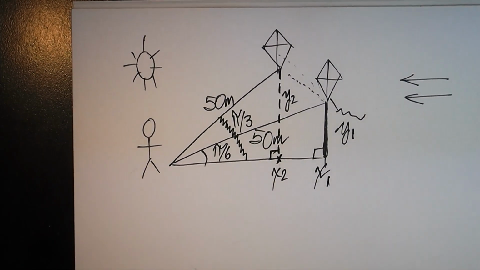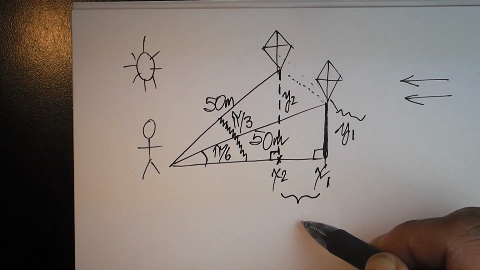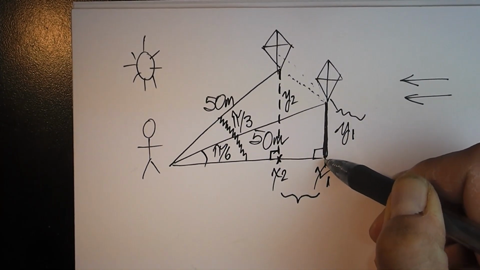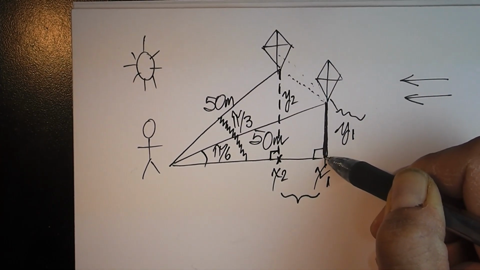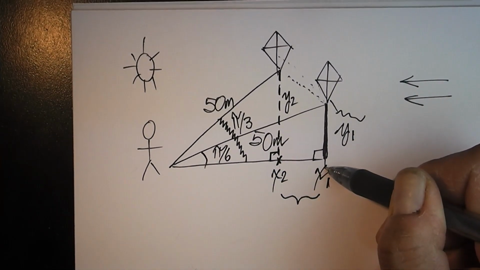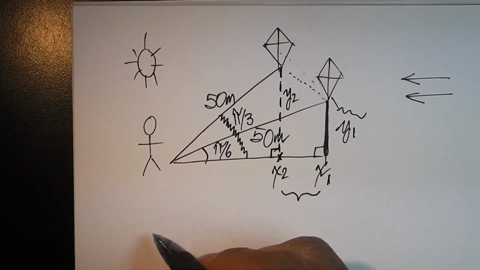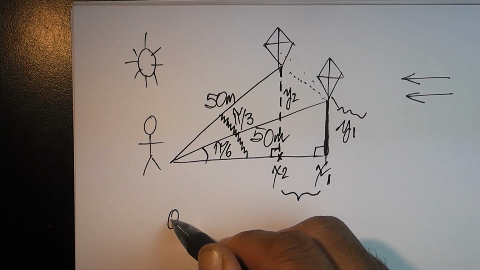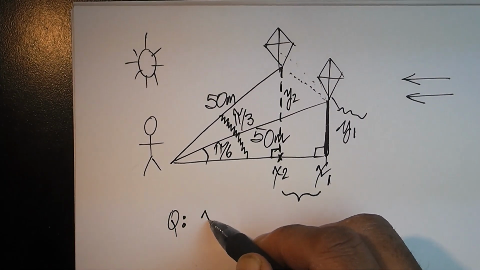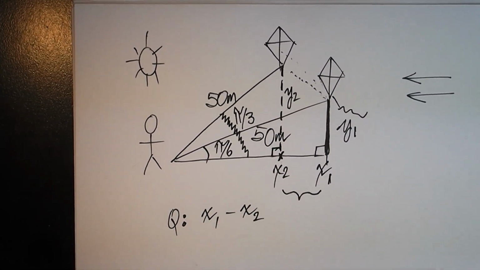The book wants us, or the question is asking us for this distance. How far did the kite's shadow on the ground move from here to here? So that would simply be x1 minus x2. Okay, so it's important to figure out what the question's asking us for. Give me an exact expression for x1 minus x2.